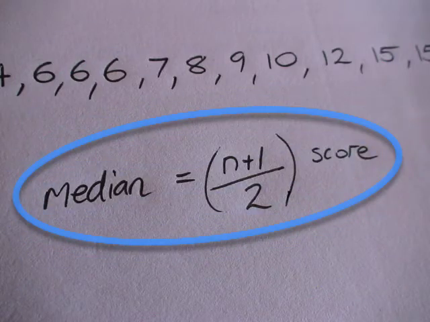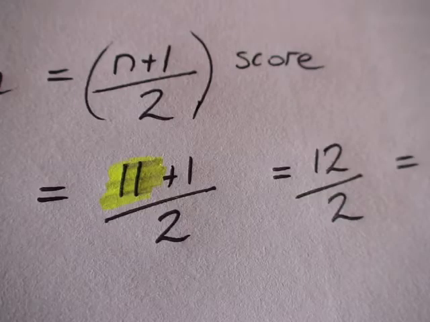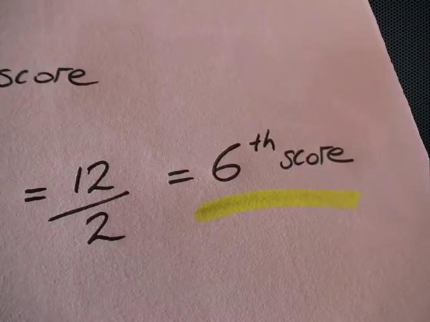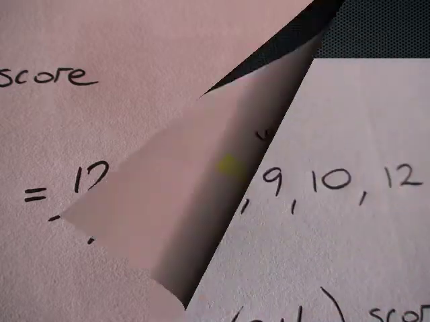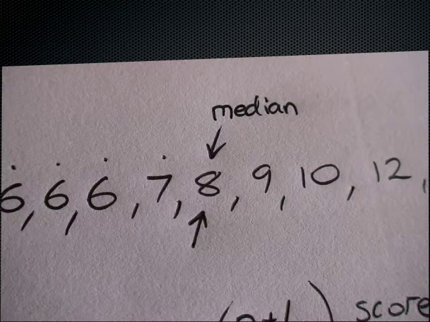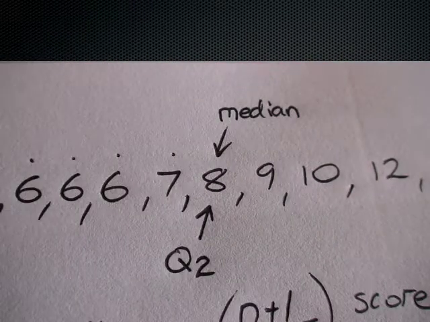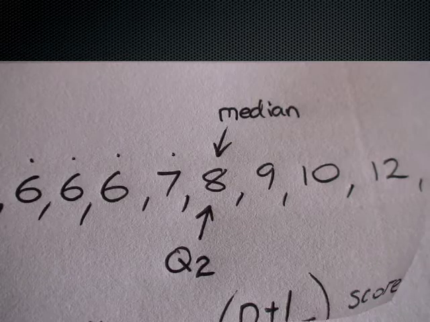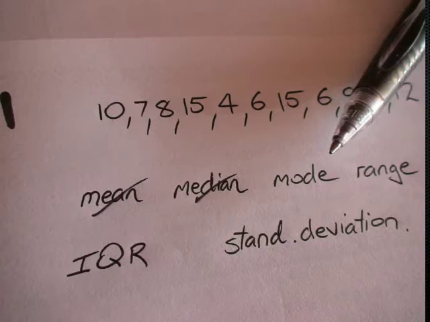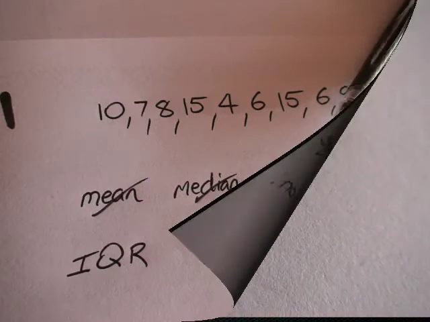The formula for the median is the n plus 1 on 2 score. In this case, n is 11. 11 plus 1 on 2 equals 12 on 2, which gives us the 6th score. Now we go back to our ranked data. We count through until we find score number 6. In this case, it's 8. So the median is 8. The other name for the median is Q2. So there we have our answer for the median. Let's tick that off our list. We've finished that. Let's move on to the next one.